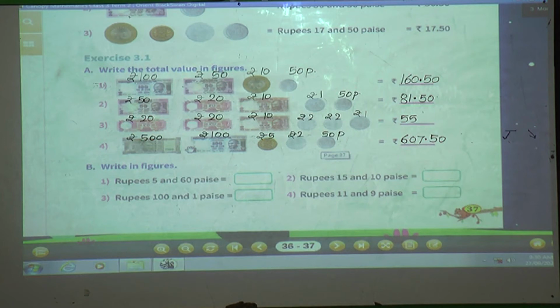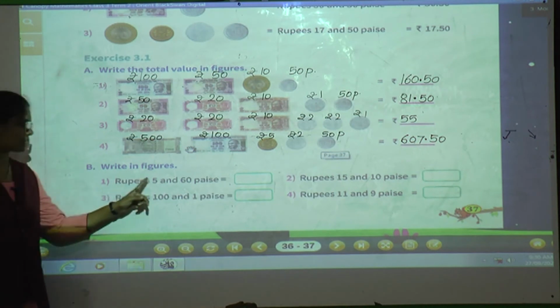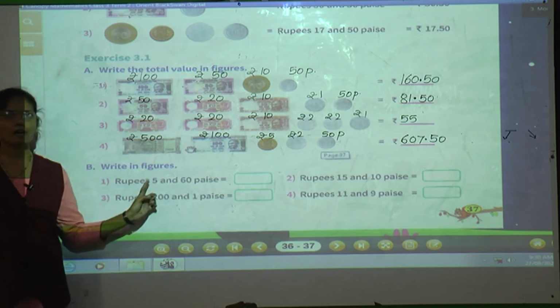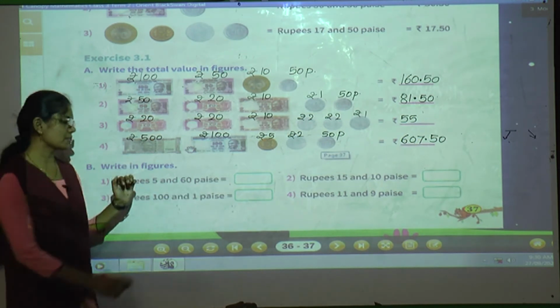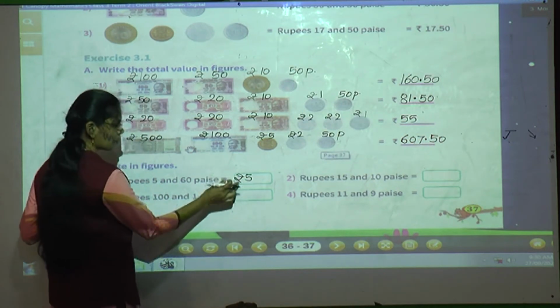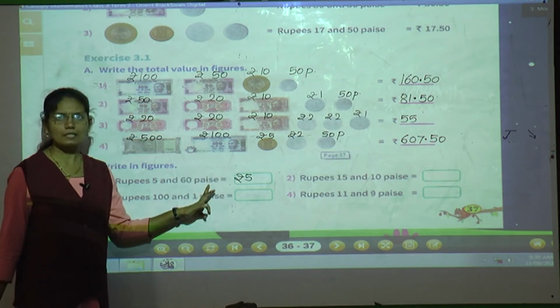Okay, clear the question number A. Now we'll solve question number B. Read the question: write in figures. Now here we have to write this value in figures. Read the first one: rupees 5 and 60 paise. How will you write rupees 5? Yes, this is the symbol of rupee.